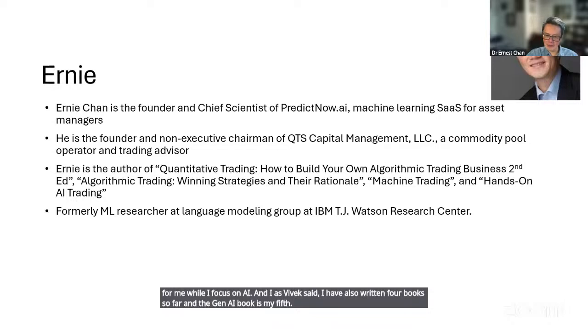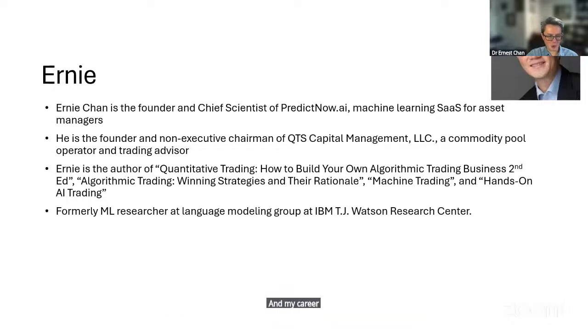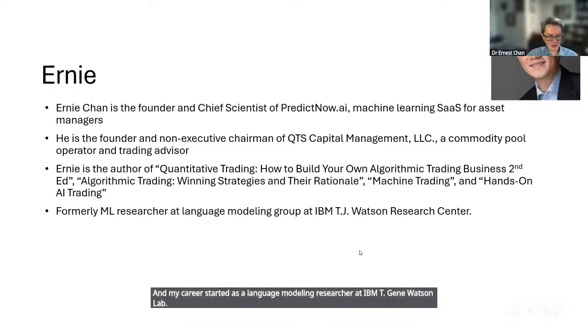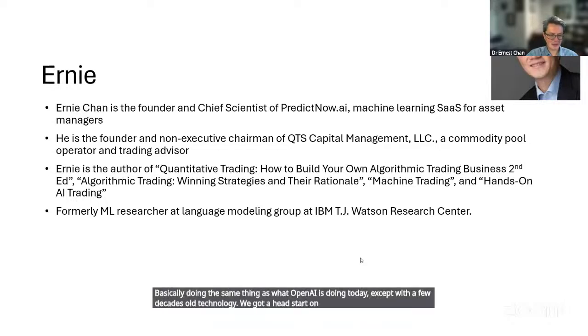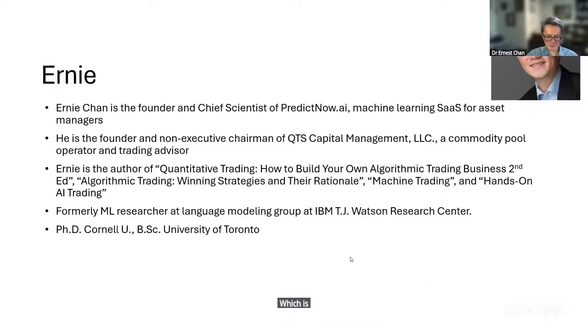And my career started as a language modeling researcher at IBM Thomas J. Watson Lab, basically doing the same thing as what OpenAI is doing today, except with a few decades old technology. We got a head start on Sam Altman. I often joke that I was doing language modeling when Sam Altman was in elementary school, which is not a credit to me, by the way.